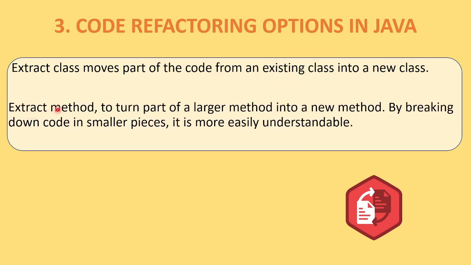Then similarly we have extract method or extract function. Extract method means what? If you have written a very large function or a very large method, 100 lines are there in that function, then you can create a new method. Instead of keeping all 100 lines in that single method, you can create a new method. So some part of that larger method will get shifted to the new method by breaking down code in smaller pieces so that it will be easily understandable and you can easily read your code.